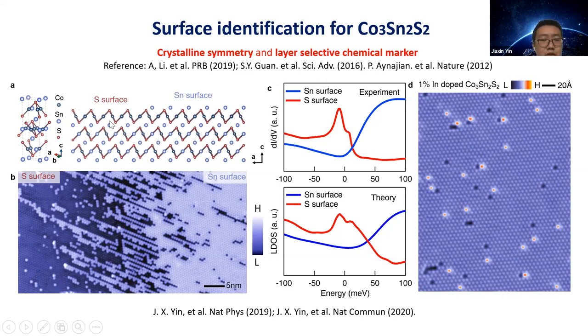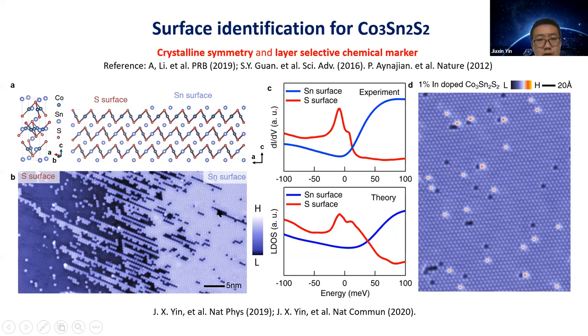We find that based on crystalline symmetry, if the tin and sulfur surfaces meet at an atomic step edge, then the tin surface must be above the sulfur surface. There is no other choice. And we indeed find a lot of such monolayer step edges, and then we can identify that the surface with vacancies should be tin, and the surface with adatoms should be sulfur.